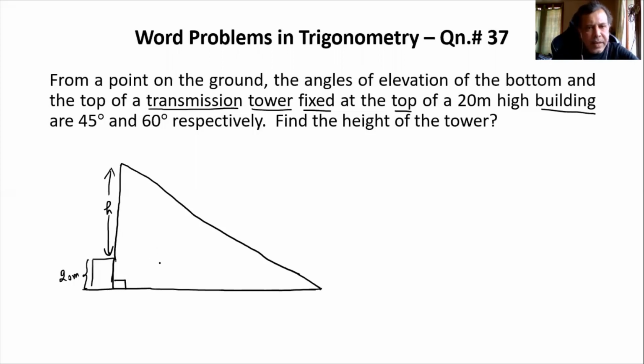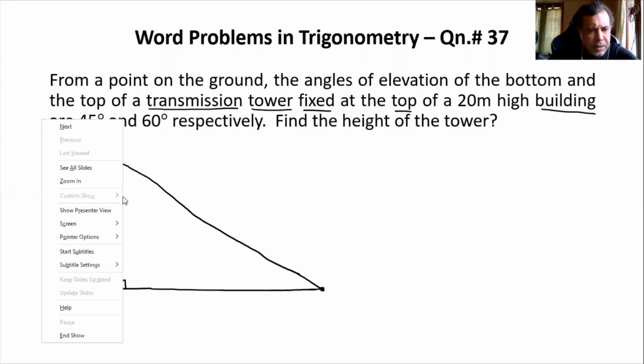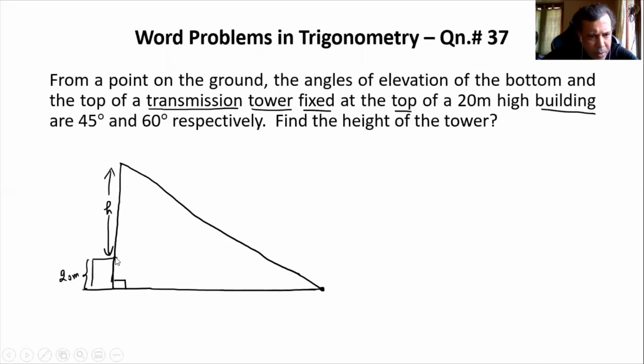Now, what is it that they say? From a point on the ground, that is what this point is. This is the point on the ground. The angles of elevation of the bottom, this is the bottom of the tower, and this is the top of the tower. So from here, if I look, the angles are 45 degrees and 60 degrees respectively. From here, let me join this.